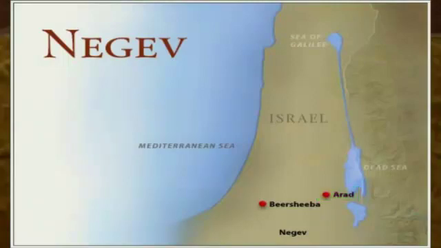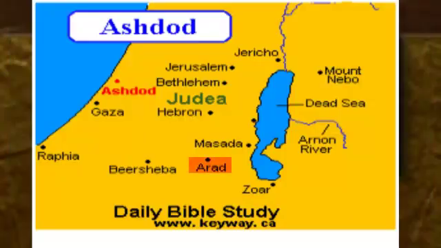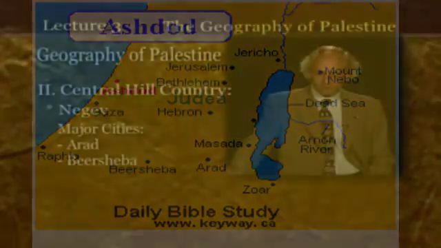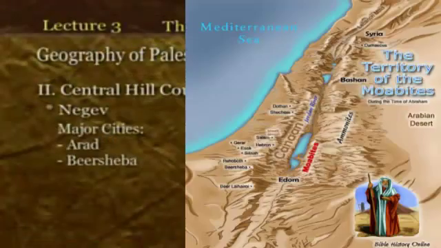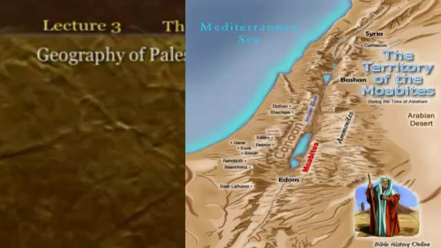Later in the course, you'll visit through some videotape, you'll visit Arad, you'll see exactly how big this small little fortress was. Beersheba was the main administrative city there. The Negev was a place for Bedouin. It was a place of desert region.